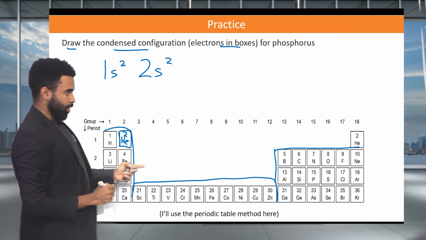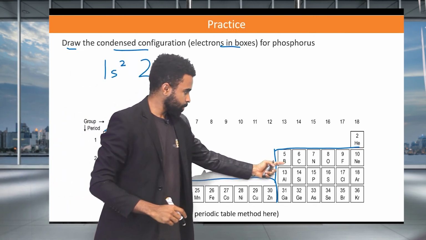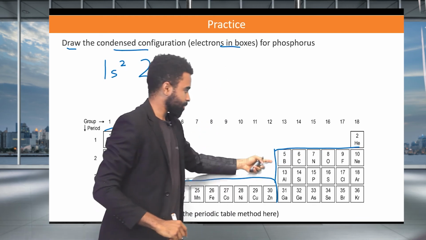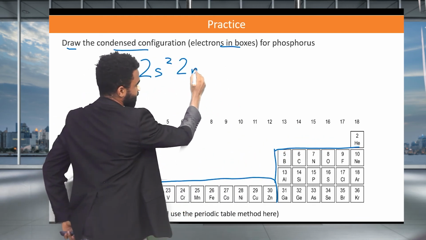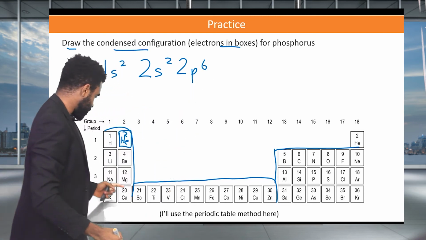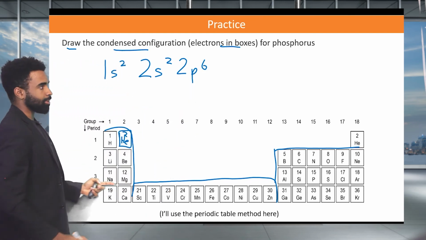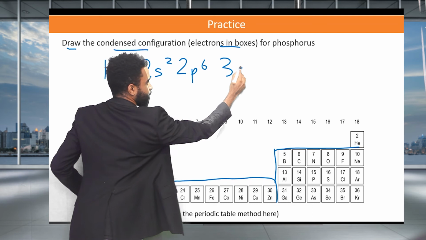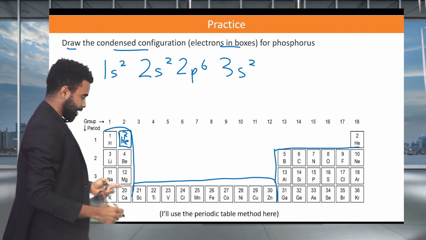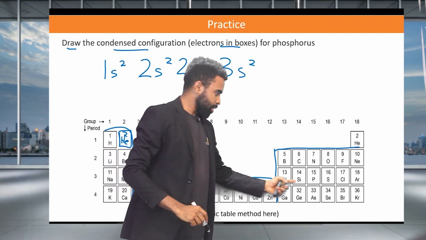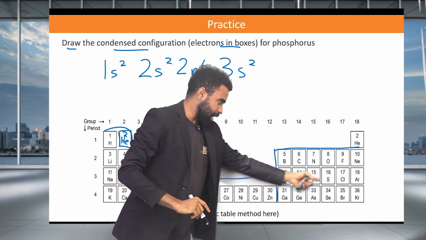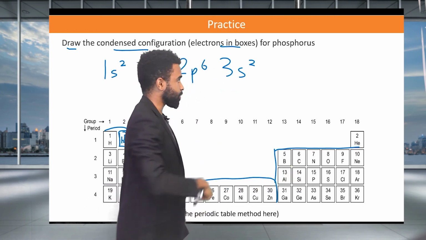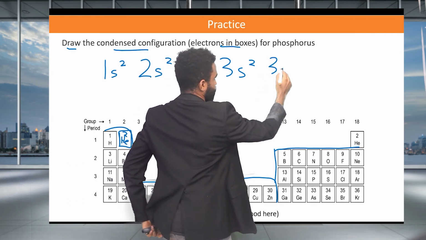Okay. Then we go over there now. We're still in period 2. And we have 6 elements, P block, so 2p6. Next up, we go down here, 2 elements, 3s2. And then we get now to phosphorus. So we're in 3 now, okay? And we're in the P block, and we have just 3 until we get to phosphorus, so 3p3.